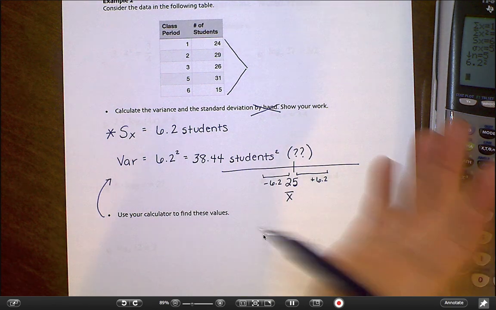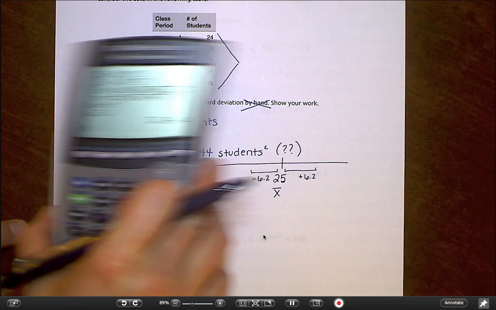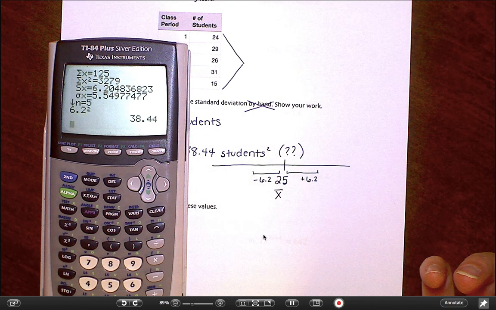If you can follow those steps in your calculator, again, it's just the same one variable stats that we've been doing, and you're looking for this one that says Sx, that'll give you your standard deviation.